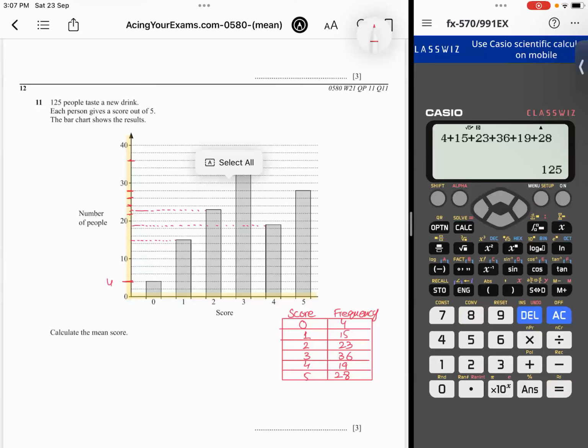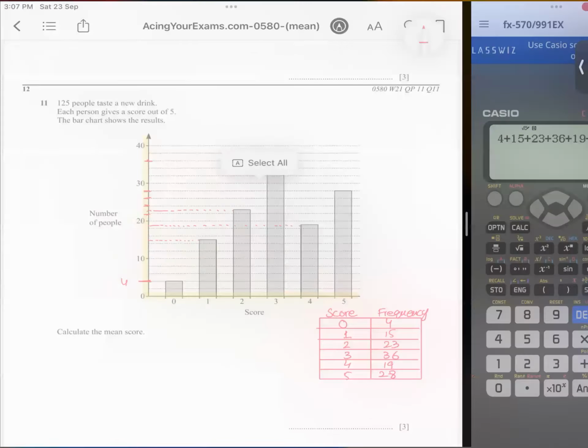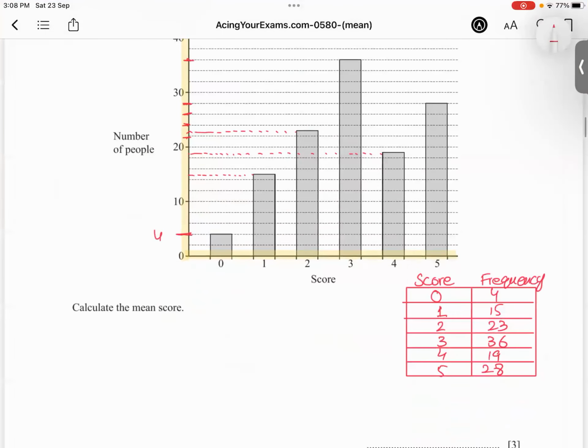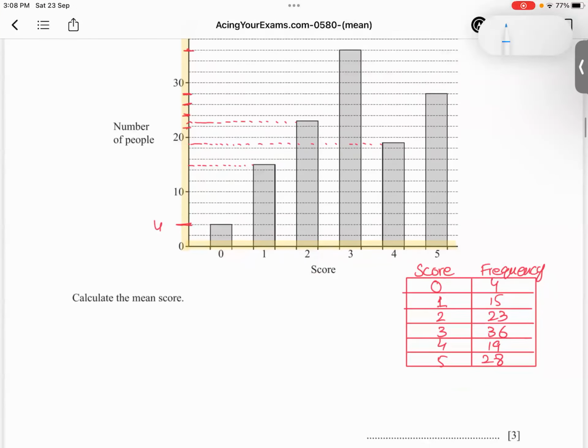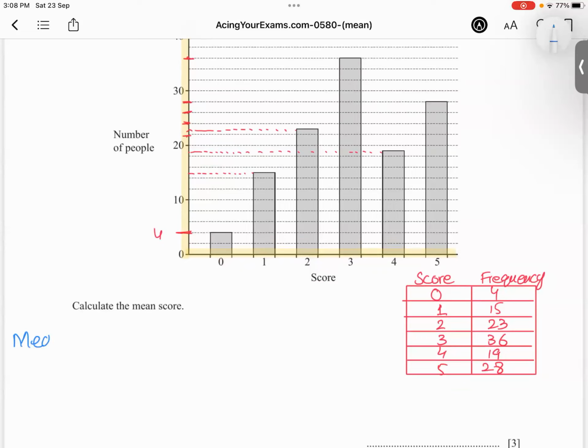So the data is perfectly fine. We got the right thing. All right. Calculate the mean score. Okay, you know this already. Everybody, whenever we have frequency data, the formula for the mean is summation fx divided by summation f.